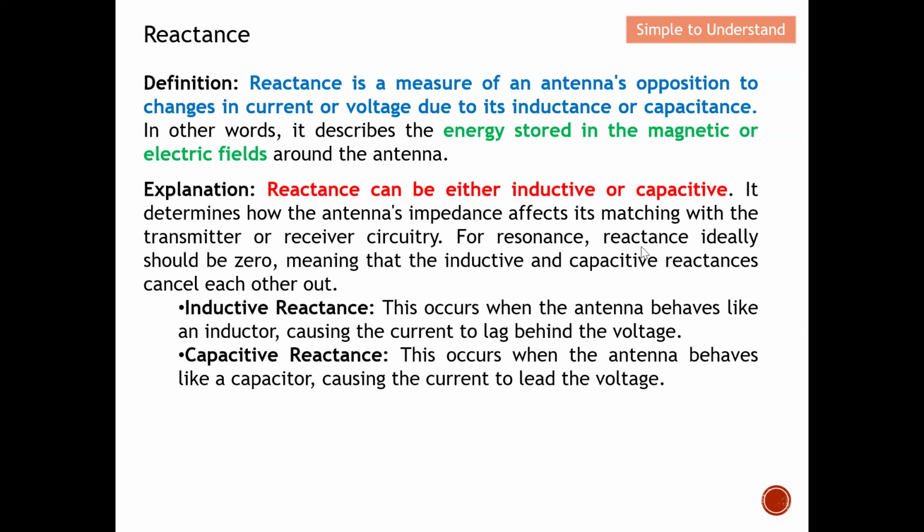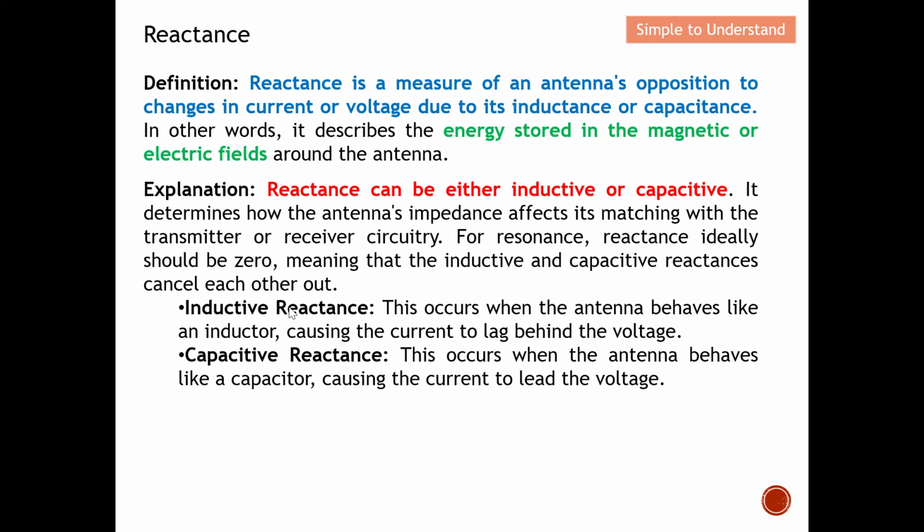For resonance, the reactance ideally should be zero, as we mentioned earlier. In order to have maximum power transfer, in order to have a matched condition, the reactance needs to be zero, which means nothing on the X or imaginary part, meaning the inductive and capacitive reactance cancel each other. To achieve zero, if we have inductive reactance, we need another capacitive reactance to cancel it. Or if we have capacitive reactance, we need to insert an inductive reactance to cancel it.